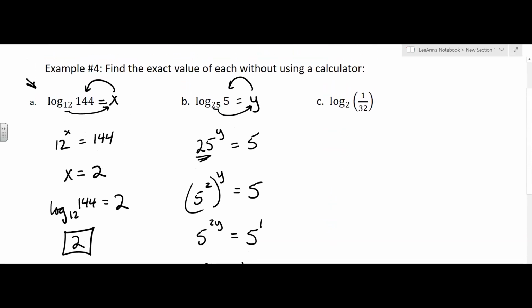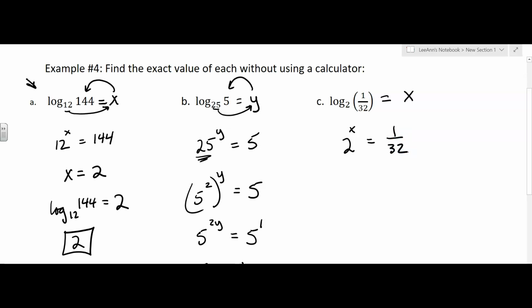All right, so a lot of writing on that one. All right, now we've got another one. Log base 2 of 1 over 32 equals, and then I'll just use x again. So change it to exponential form. 2 to the x equals 1 over 32.